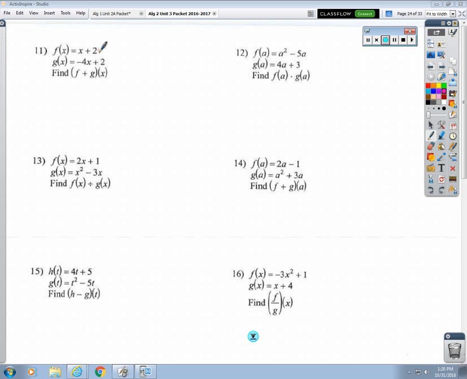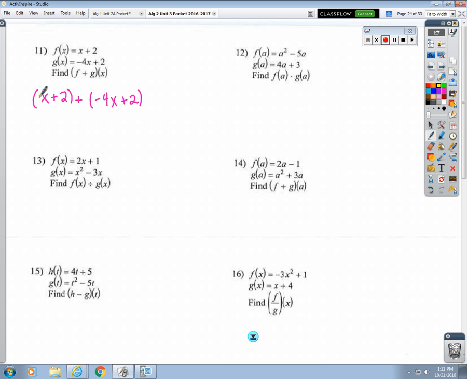us to take the f function, which is x plus 2, and then they want you to take the g function, which is negative 4x plus 2, and they want you to combine them using addition. So we're going to add them, and we're just going to add like terms. Now we're going to add them, combining like terms.